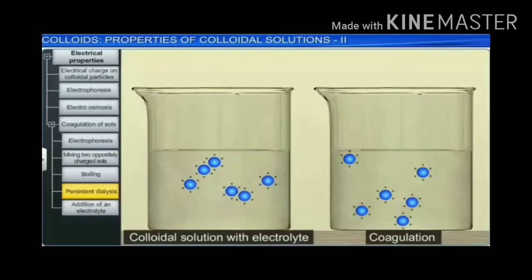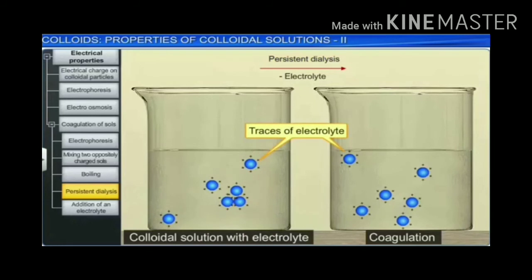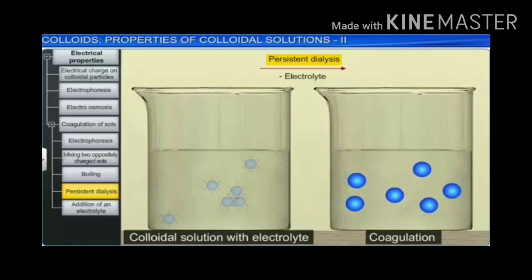The coagulation of a sol can also be brought about by persistent dialysis. You already know that traces of electrolytes are essential for the stability of colloids, since they get adsorbed on the surface of colloidal particles, giving them charge. If the electrolyte is removed completely by persistent dialysis, then the colloidal solution would become unstable and undergo coagulation.